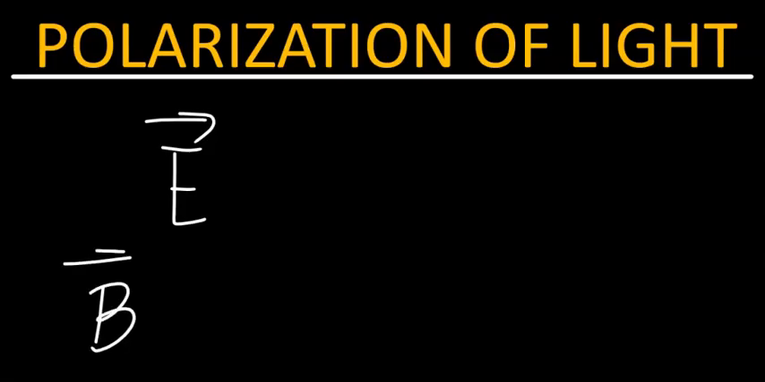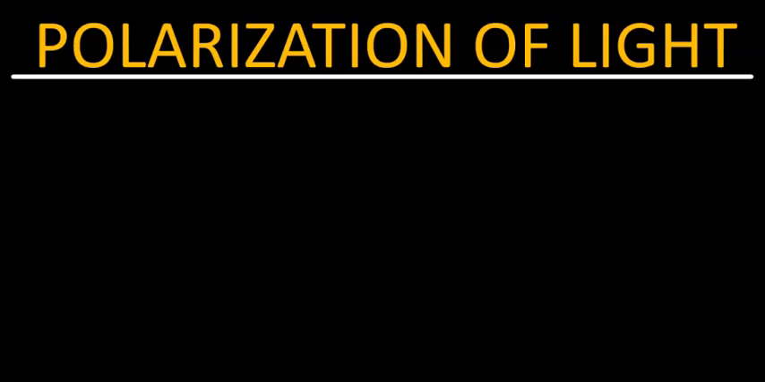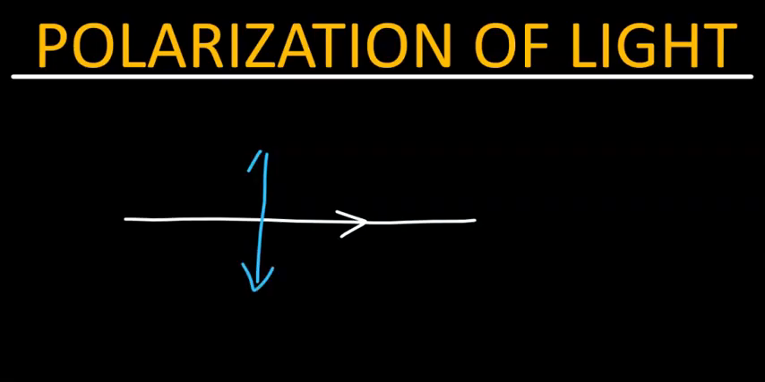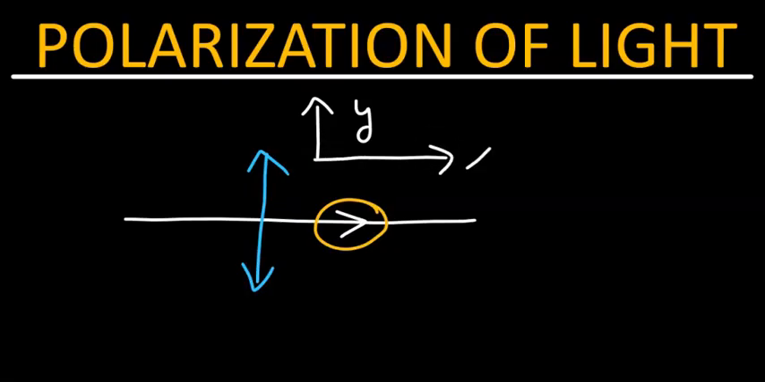We define the direction of polarization of light or of an electromagnetic wave to be the direction of the electric field and not the magnetic field. If the light is polarized, say along the y-axis, then the electric field vector would oscillate like that. Given that this is the y-axis, this arrow indicates the direction of propagation of the wave, which in this case can be taken to be along the x-axis.